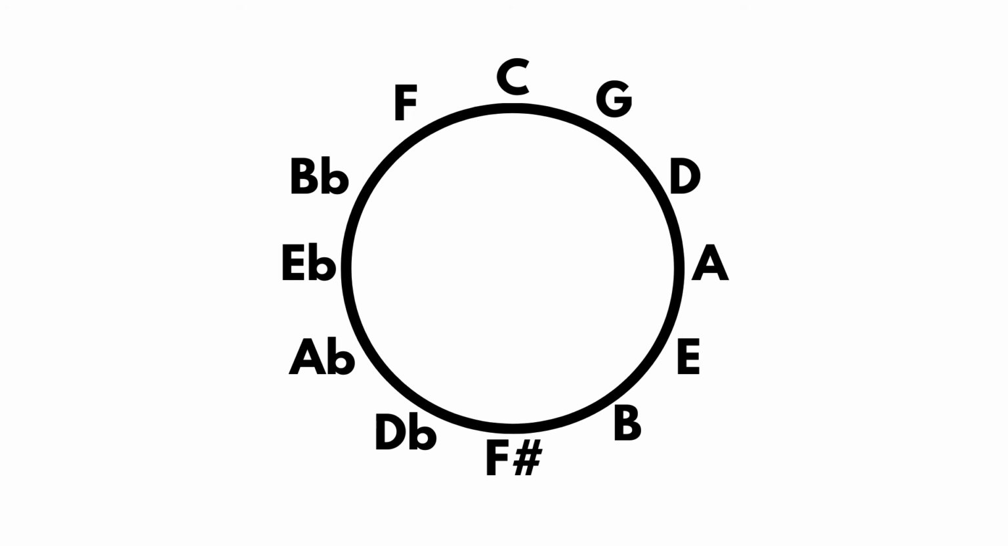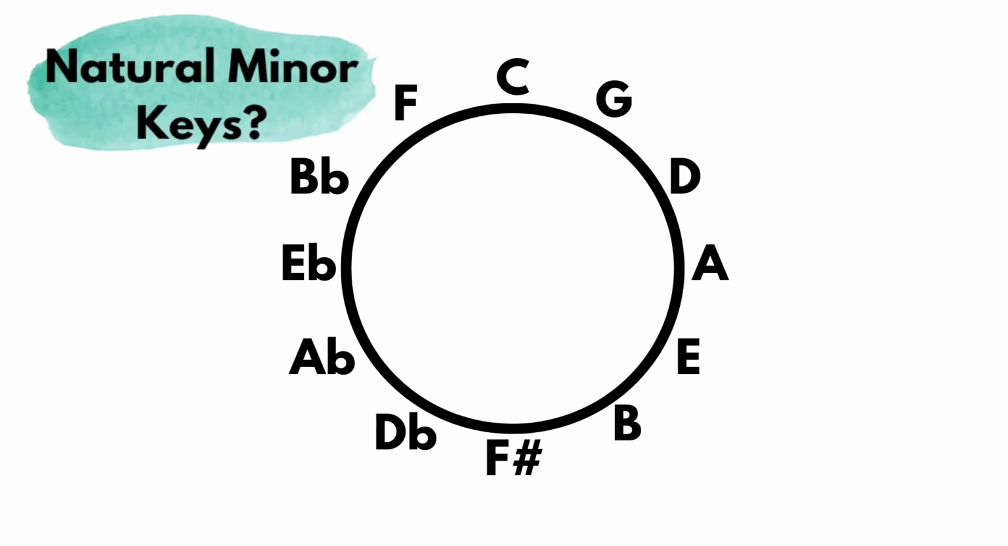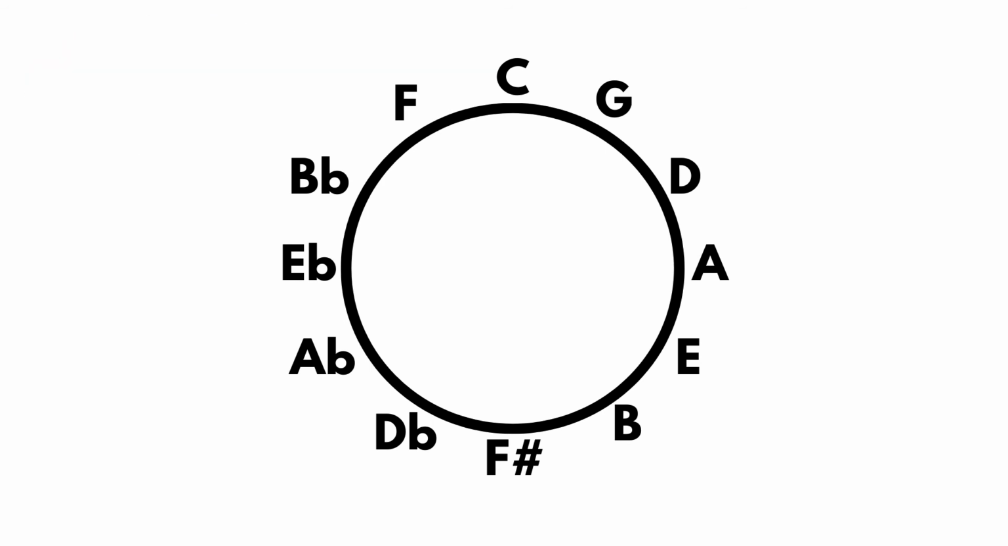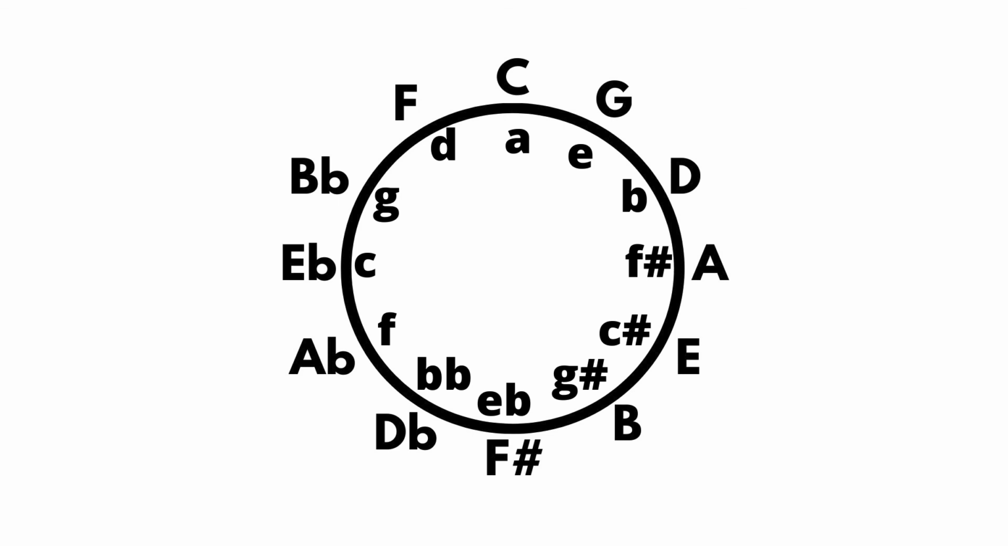Now, you may be wondering about the natural minor keys and if the circle of fifths also can help with those. And the answer is yes. If we look at each particular major key and take the relative minor, we can apply the circle of fifths to those natural minor keys. So for example, C major, the relative minor is A minor. From G major, it is E minor. From D major, the relative minor is B minor, and so on and so forth.